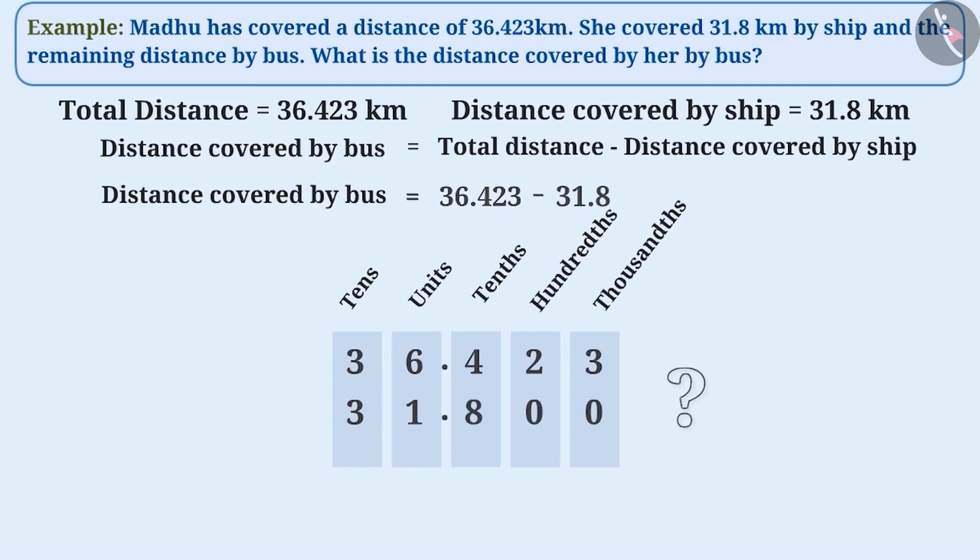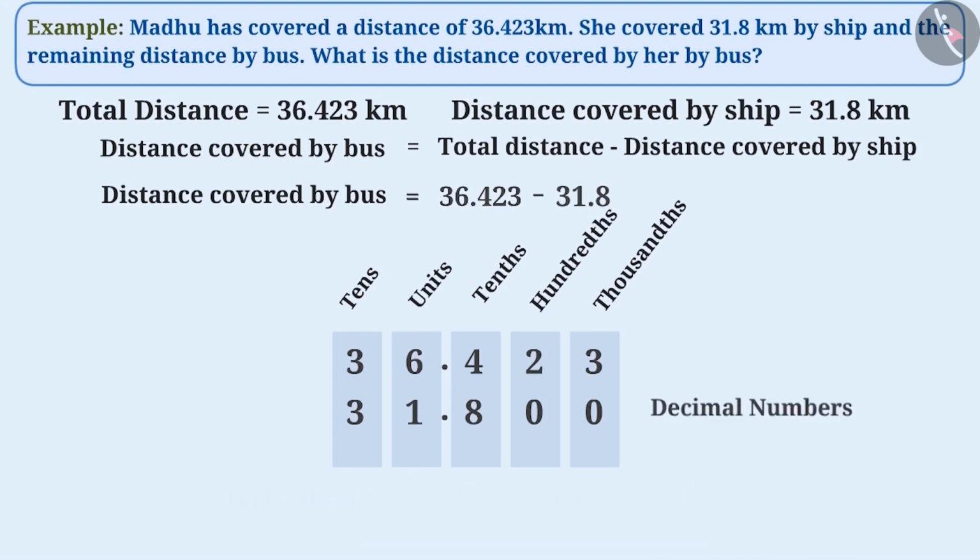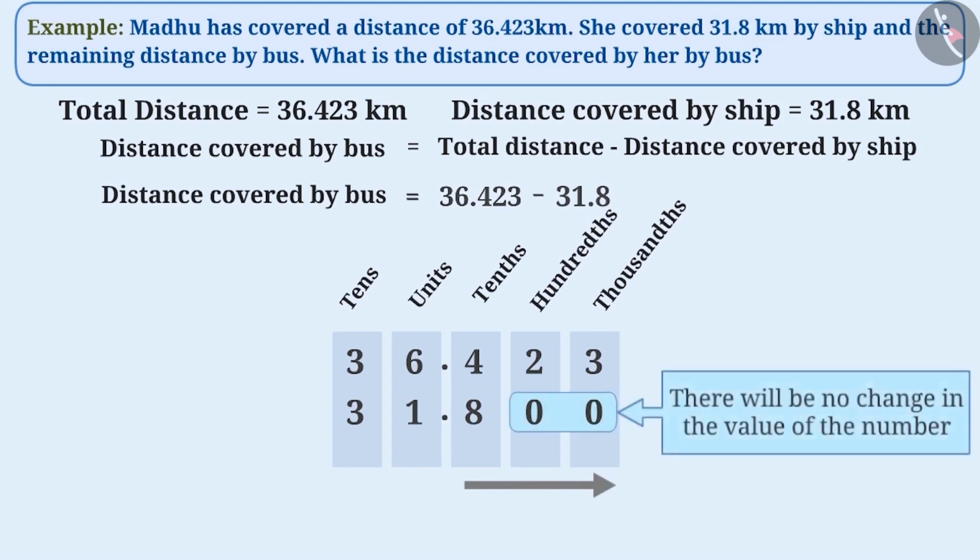Can you tell me why we do this? Think for a while. Let me tell you. We do this because it is necessary to make the number of digits equal in both numbers. Since we can write any number of zeros to the right side of the decimal point, there will be no change in the value of the number. So let's subtract these.